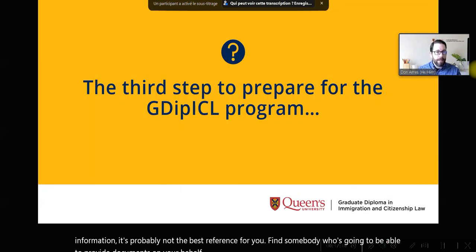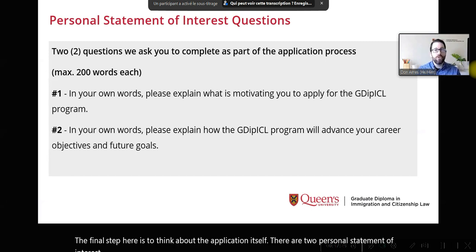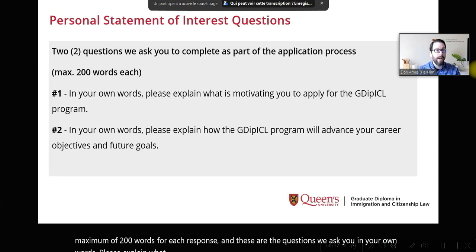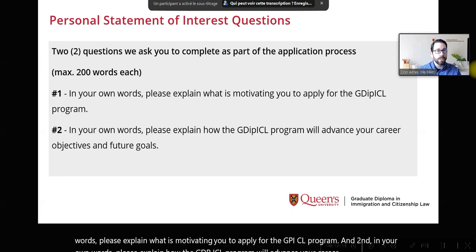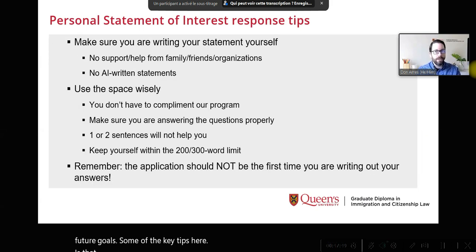The final step here is to think about the application itself. There are two personal statement of interest questions that we ask you to write in the application. We want you to keep it to a maximum of 200 words for each response. And these are the questions we ask you. In your own words, please explain what is motivating you to apply for the GDIP ICL program. And second, in your own words, please explain how the GDIP ICL program will advance your career objectives and future goals.